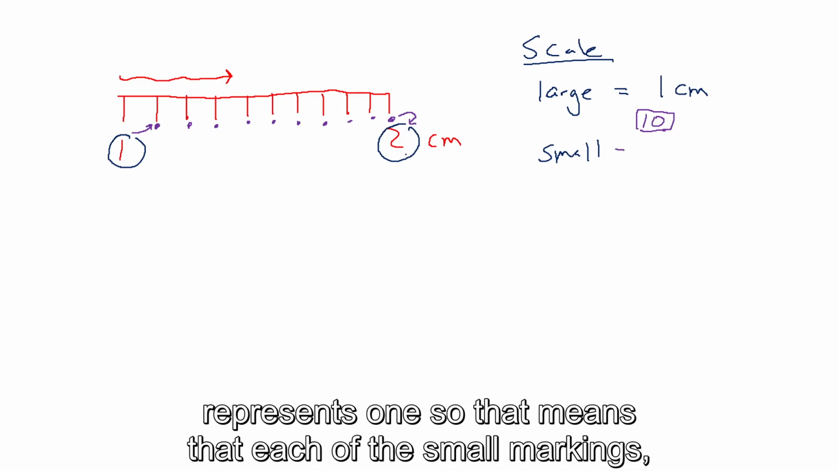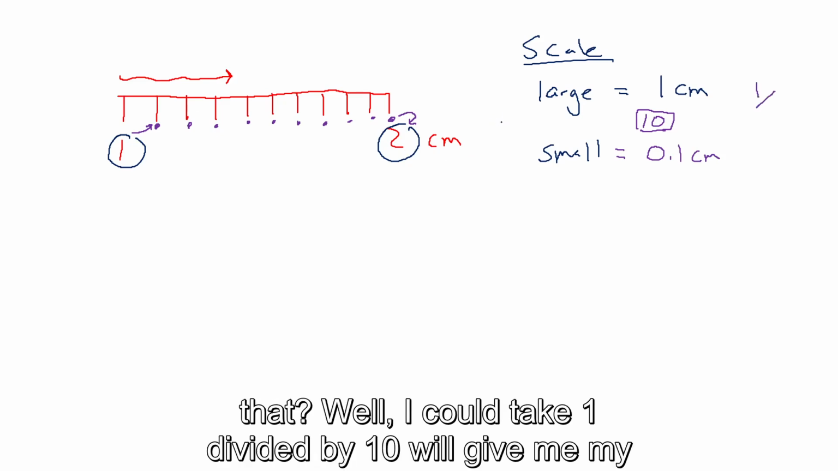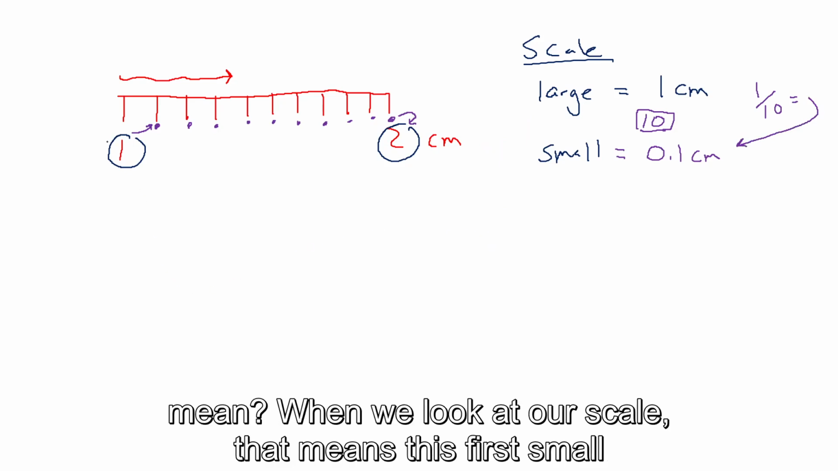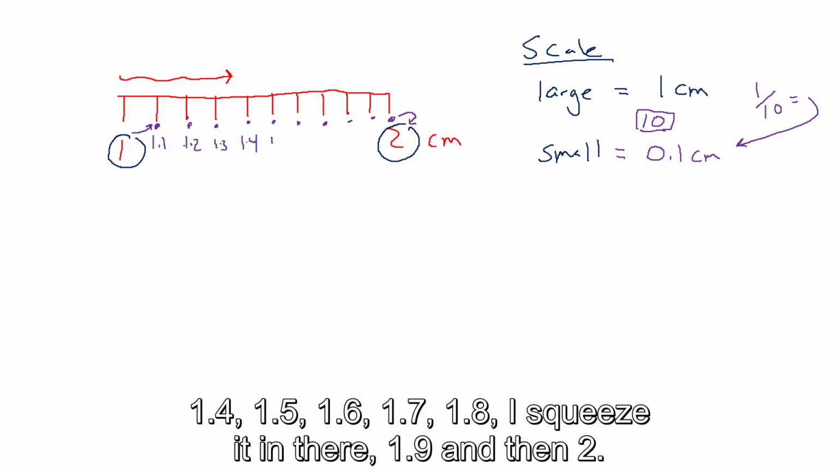So that means that each of the small markings in this case represents 0.1 centimeters. How did I get that? Well, I could take 1 divided by 10 will give me my 0.1 centimeters basically. So what does that mean when we look at our scale? That means this first small marking represents 1.1 centimeters, 1.2, 1.3, 1.4, 1.5, 1.6, 1.7, 1.8, I squeeze it in there, 1.9, and then 2.